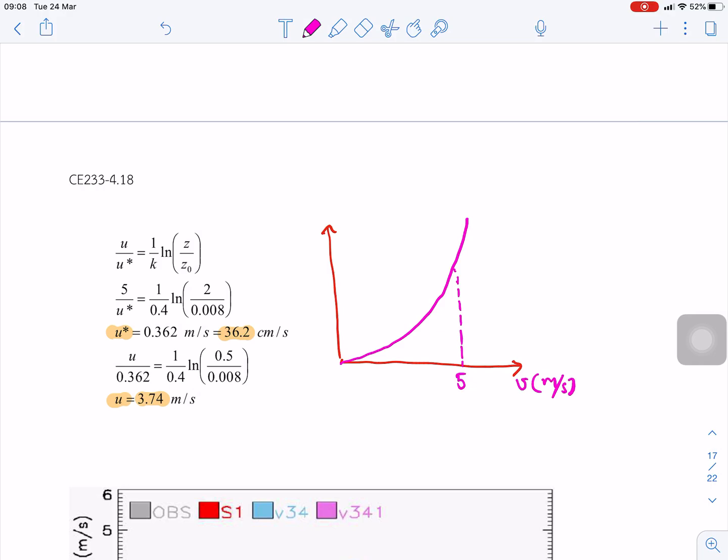Okay, at about 2 meters we are given the wind speed of 5 meters per second, but at 0.5 meter the speed will be 3.74.